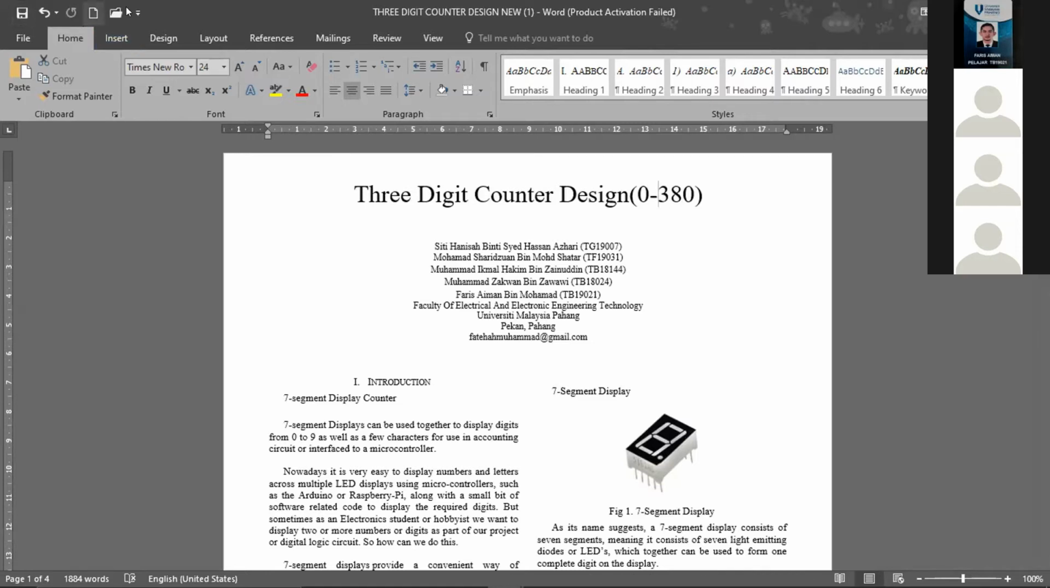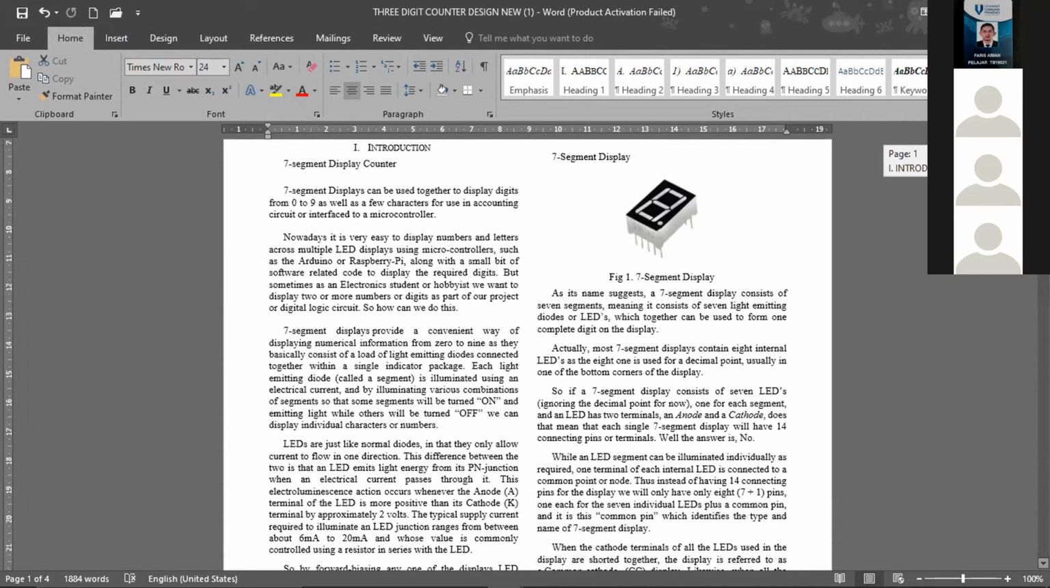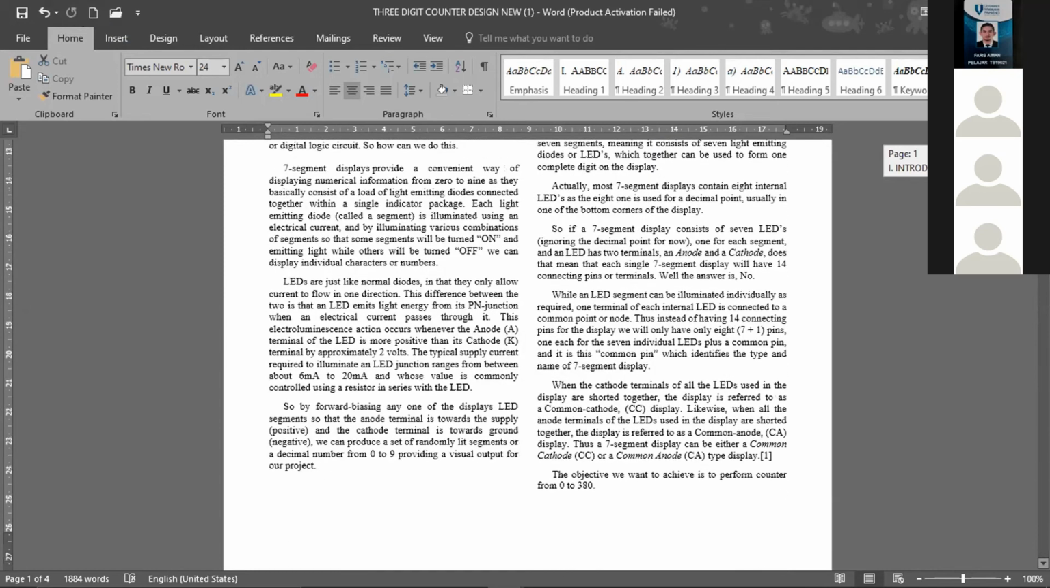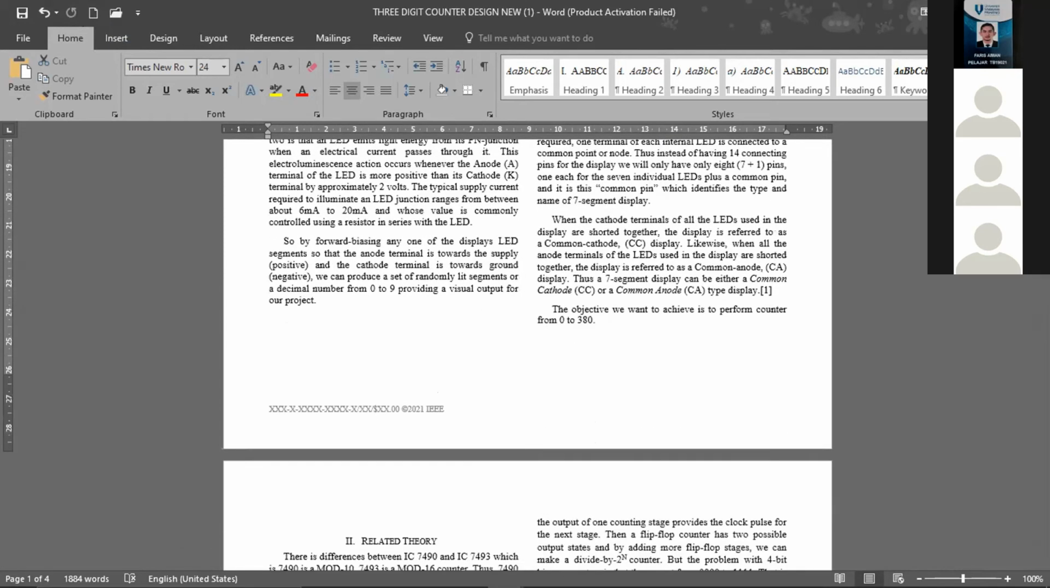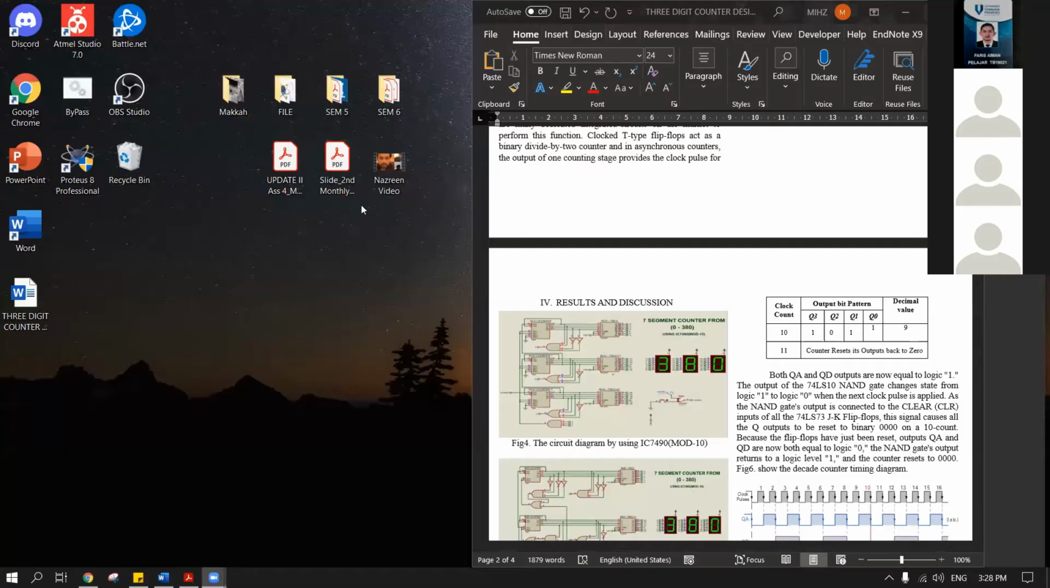Thank you. Okay, next we proceed to the simulation. I will stop sharing my screen. Okay, for the first IC, I will present the 7-segment IC using 7490. Wait, so you guys can see? Yes.